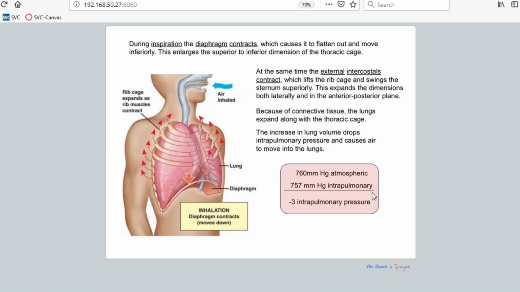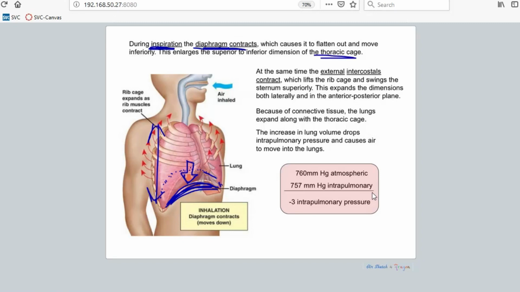Okay, let's look at the specific events that happen here. We'll start with inspiration. During inspiration, the diaphragm contracts, and here's the diaphragm here. When the diaphragm contracts, it actually flattens out. Normally, the diaphragm is kind of up there, more so in the thoracic cavity. But when the diaphragm contracts, it flattens out and moves down. And what that does is it increases the size of the thoracic cavity, of the thoracic cage.